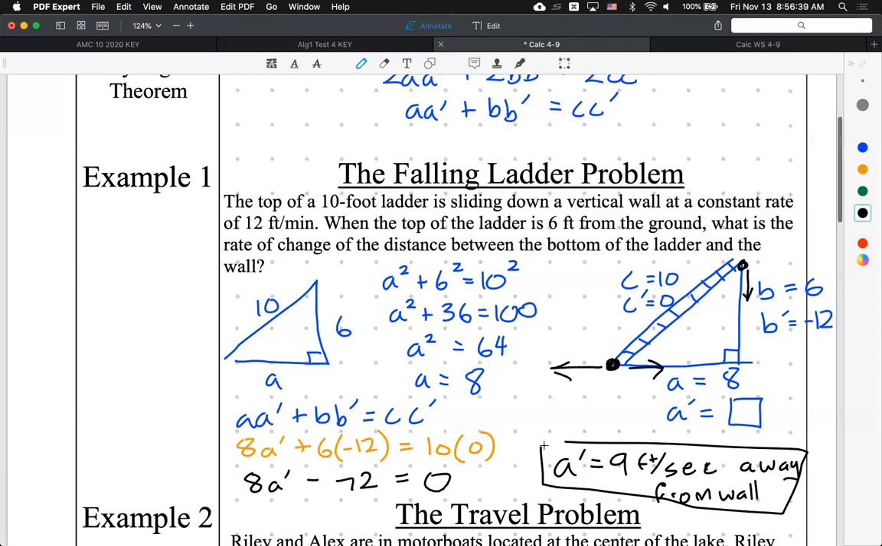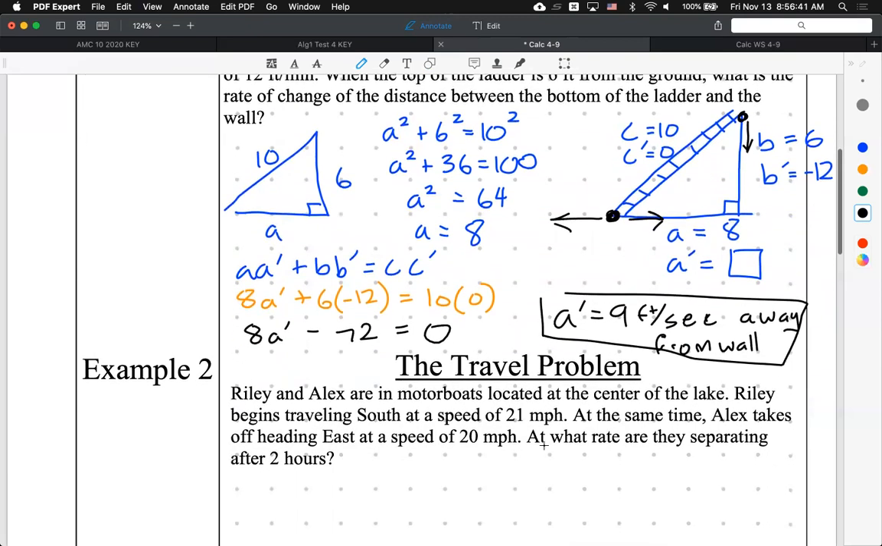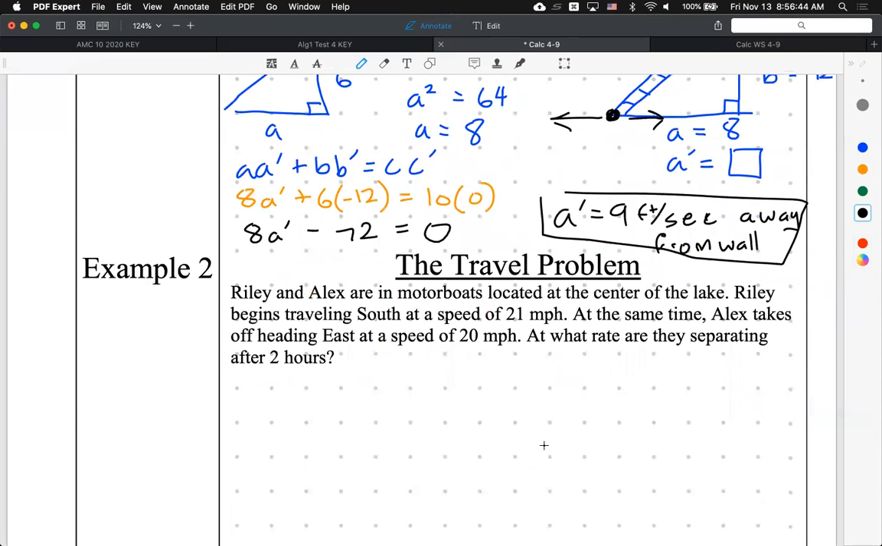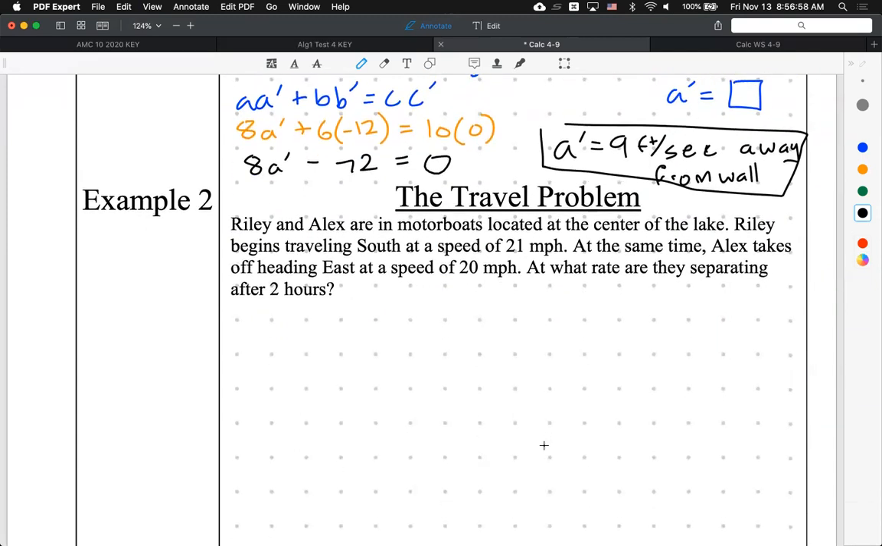All right. On to example number 2. The travel problem. All right. I read the last one. Someone else read this one. Who wants to do it? Bless you. Chris, go for it. Riley and Alex are motorboats located at the center of the lake. Riley begins traveling south at a speed of 21 miles per hour. At the same time, Alex takes off heading east at a speed of 20 miles per hour. At what rate are they separated after 2 hours?